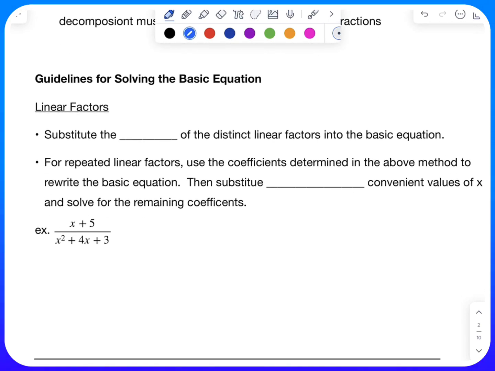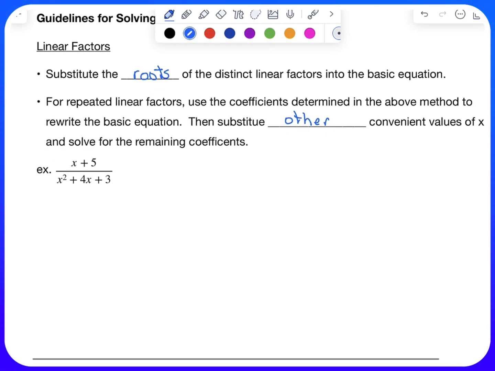Okay, so let's look at guidelines if we have linear factors, then we'll look at guidelines if we have quadratic factors. If our denominator factors into linear terms, the process you'll do is substitute the roots of the distinct linear factors into the basic equation. For repeated linear factors, you'll use the coefficients determined in the above method, and then substitute in some other convenient value of x, something that's easy for you to do, and solve for the remaining coefficients. Now this seems a little strange abstractly, so let's look at this example.